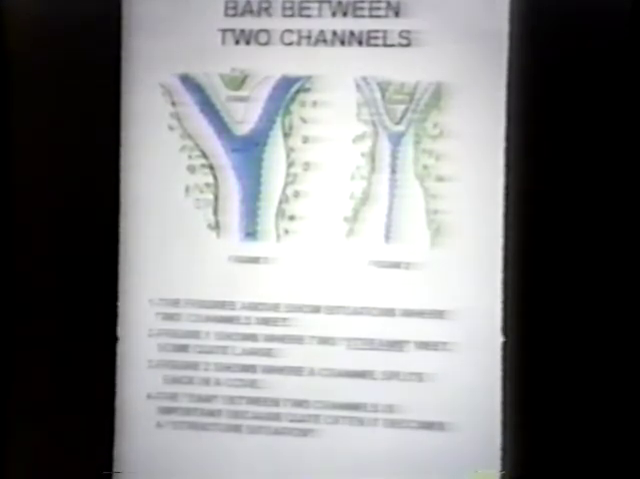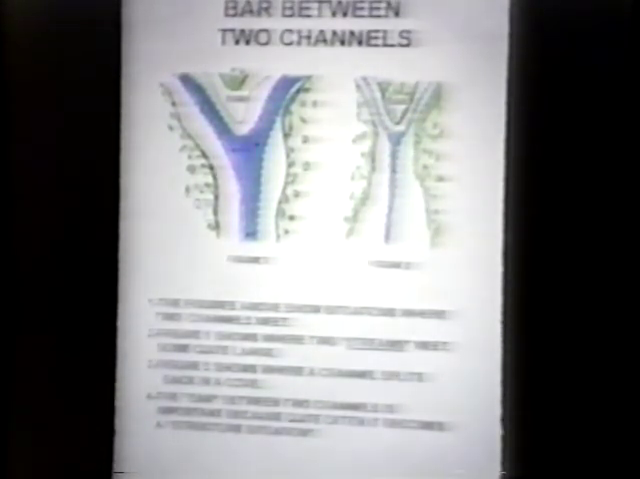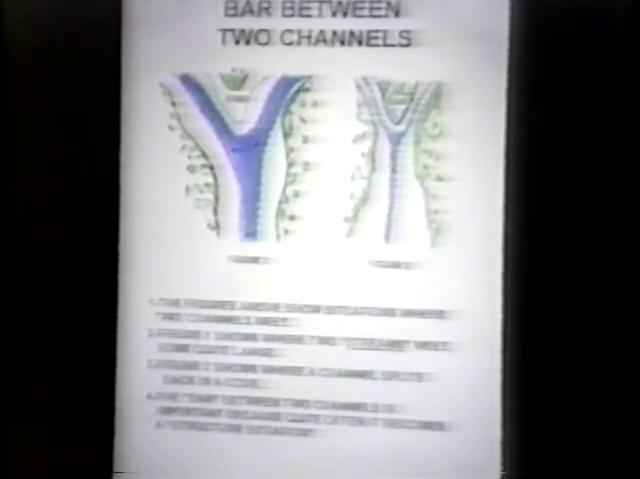Then we see a bar between two channels, where two channels come together and we form a main channel. It can happen out in a reservoir where two big creek channels come together and form the main channel. It can be up in a feeder creek. You can go up that creek arm on the right, and that channel may split again further up the creek arm. Each and every time the channel splits, it forms a structure situation. There's a bar between the two channels.